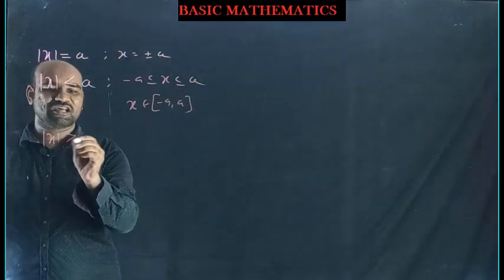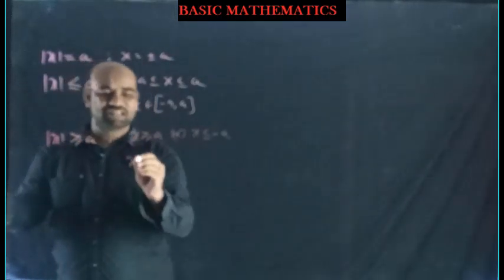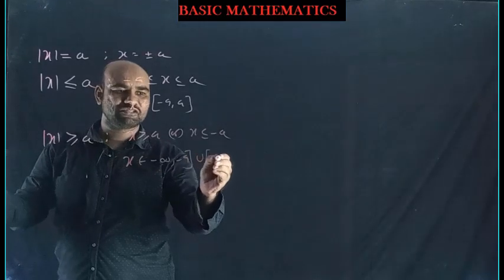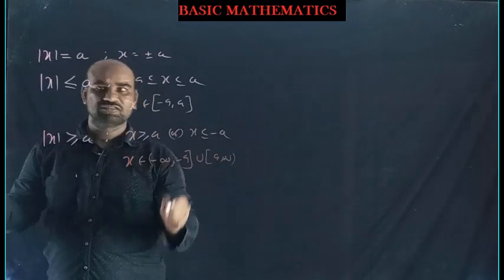Mod x greater than or equal to a. Here also a is a non-negative real number. So what is the meaning of this? x is greater than or equal to a or x lesser than or equal to minus a. By using the number line, x belongs to minus infinity to minus a closed union closed a to infinity. So these are the basics.